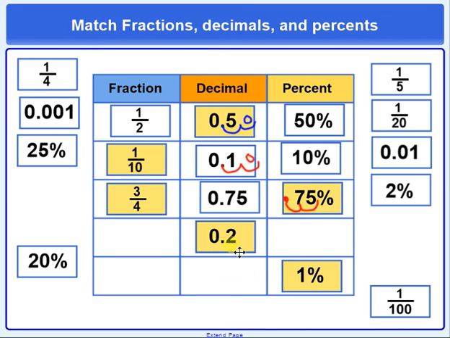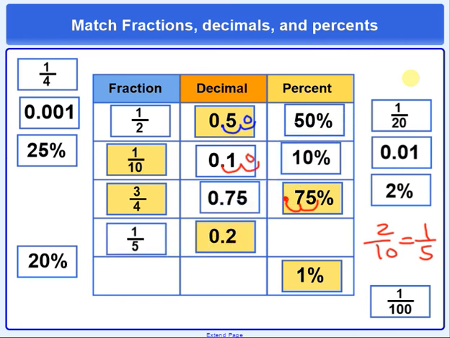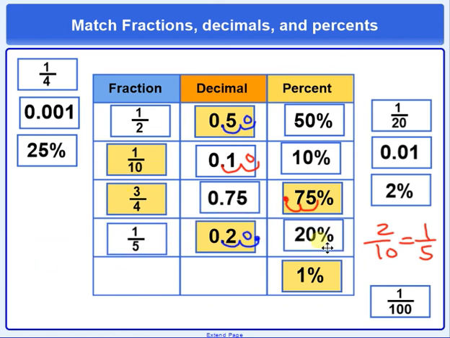Next up, we have 0.2 as a decimal. How do you say that? 2/10. I don't see a 2 over 10, but I know that if I write 2 over 10, that can be simplified to 1 over 5. And I do see a 1 over 5 right here. Now, if I take this 0.2 and I make it a percent by moving the decimal 2 spots, I'm going to get 20%, which is right over here.